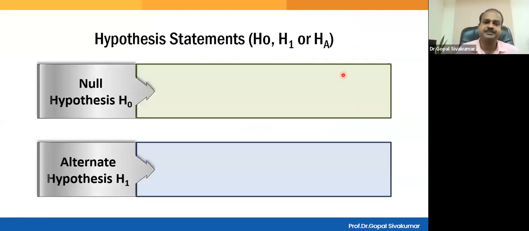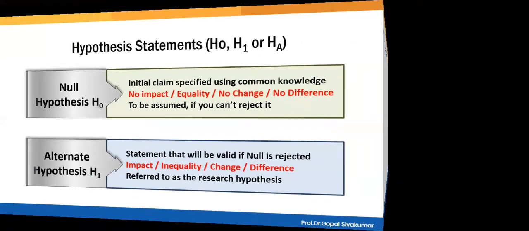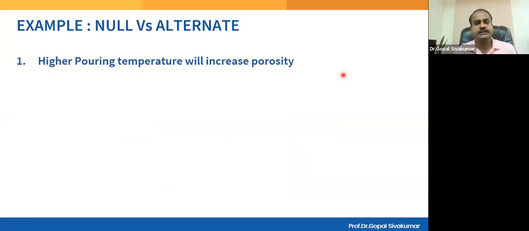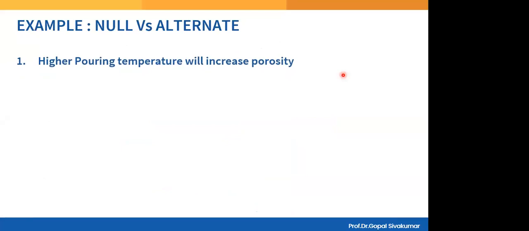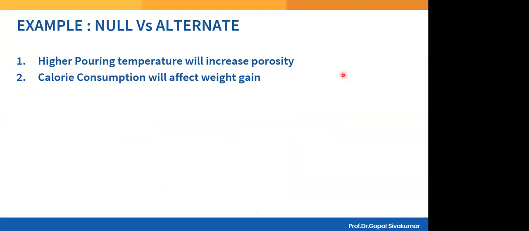So null means a statement of no impact, a statement of equality, a statement of no change, or a statement of no difference. The dead opposite is alternate. Right? Now I make a statement. Tell me, is this statement null or alternate? Alternate. Very good. Calorie consumption will affect weight gain.